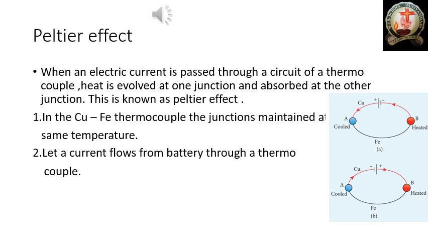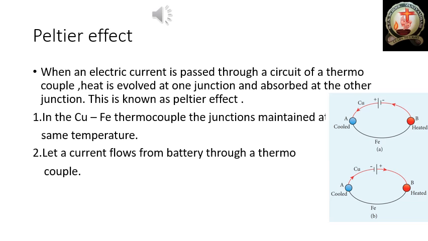And see the diagram. In between both junctions, that orange color wire is the copper metal, and the black color is the ferrous metal, Fe. So in between the junction A and B, one battery is arranged, connected through copper wire.